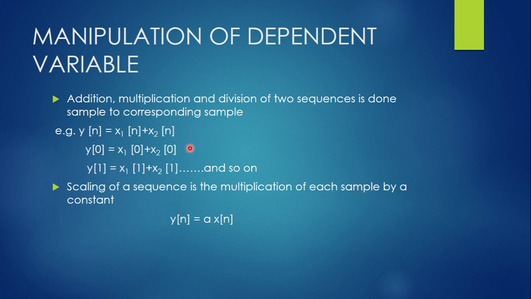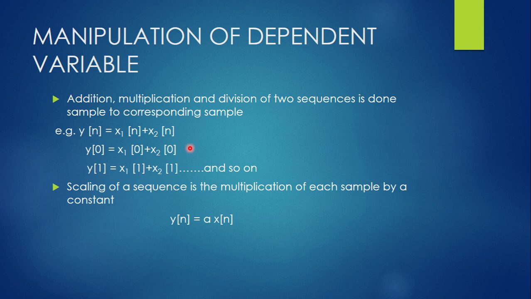One more type of operation is scaling. That is the multiplication of each sample by a constant. Suppose we multiply a sequence by 2. All samples will be doubled. The sample which has a value of 1 becomes 2. The sample which has a value of 2 becomes 4. The sample which has a value of 4 becomes 8. That is the manipulation of the dependent variable.